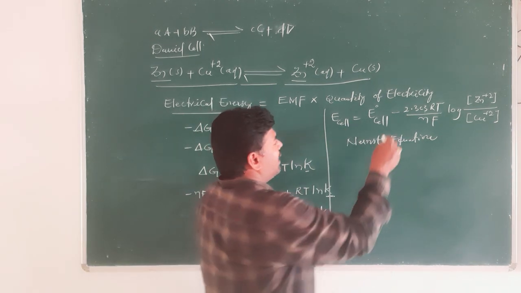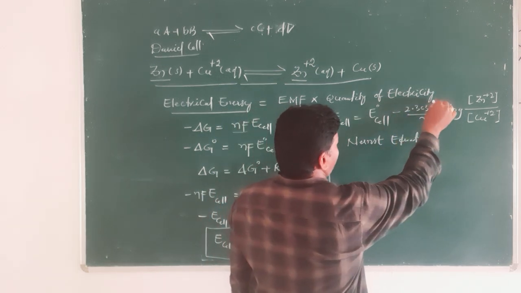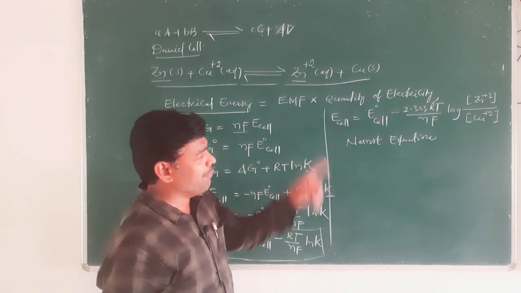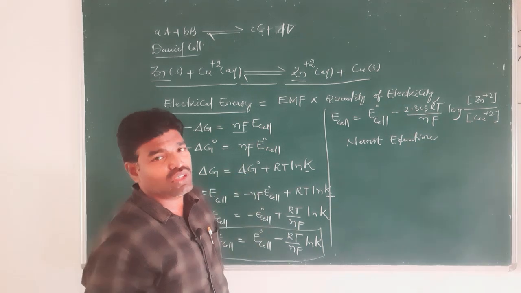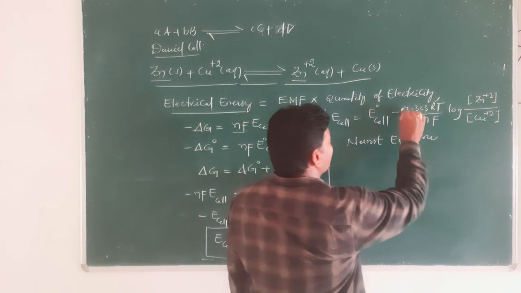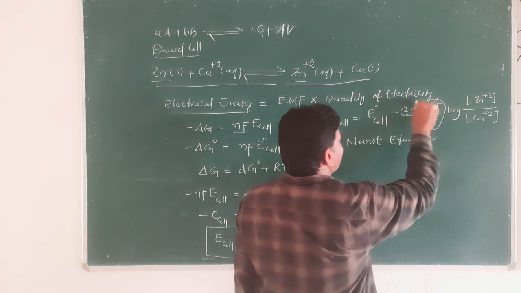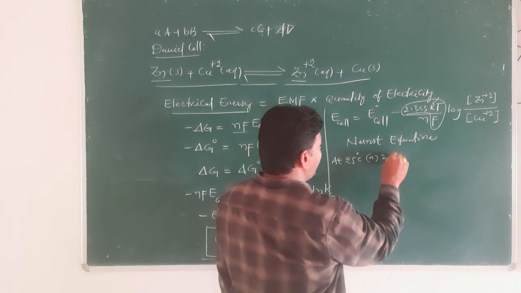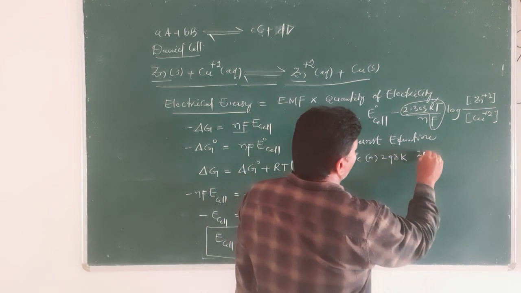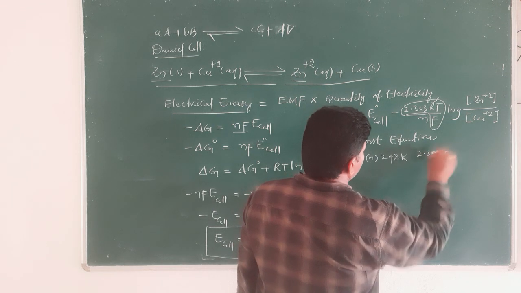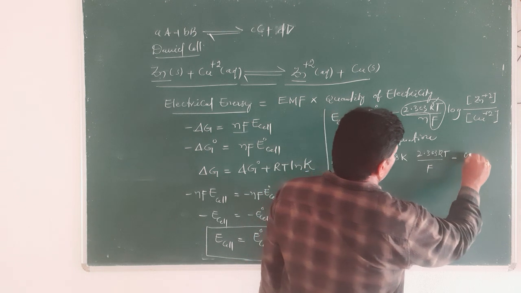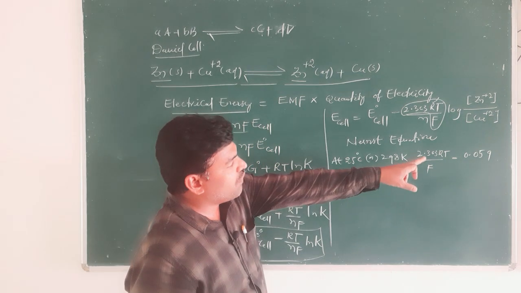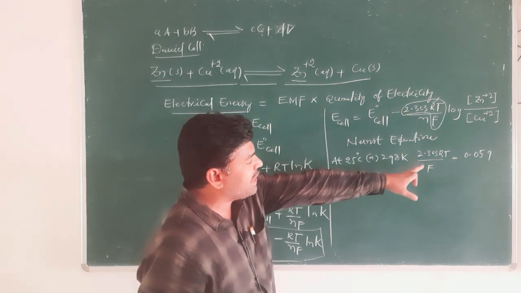At 298 Kelvin, by substituting our gas constant 8.314, the temperature value, and Faraday's 96,500 coulombs, the value of 2.303 RT by F at 25 degrees centigrade, or 298 Kelvin, comes out to be 0.059. So we can write 0.059 instead of 2.303 RT by F.